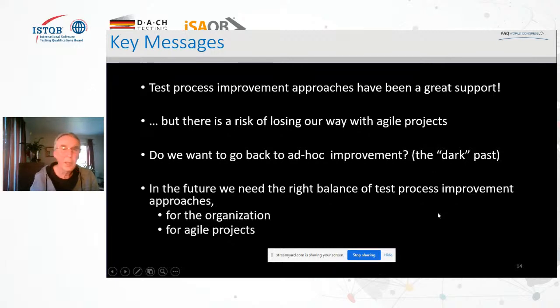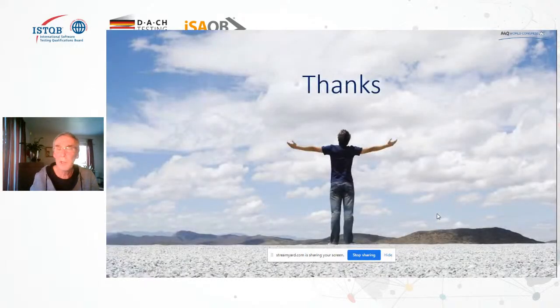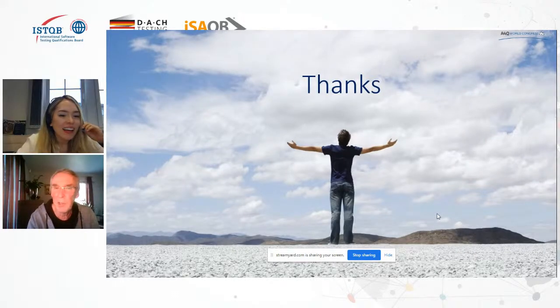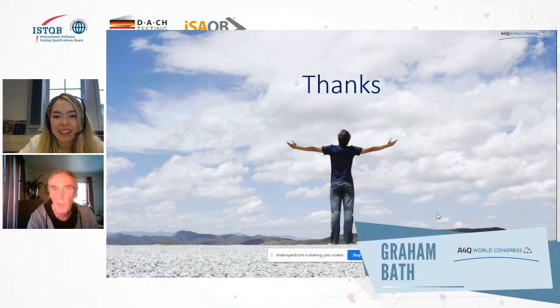So that was pretty much it, guys. That was a quick session through all of the aspects, past, present, and future. I hope that you've picked up at least one or two ideas that you could say, well, okay, maybe we could put test process improvement and testing a little bit more onto the map, even if you're working in a small agile project.